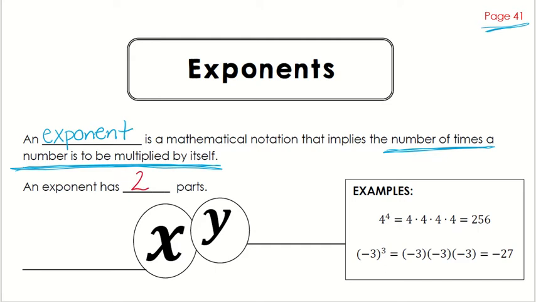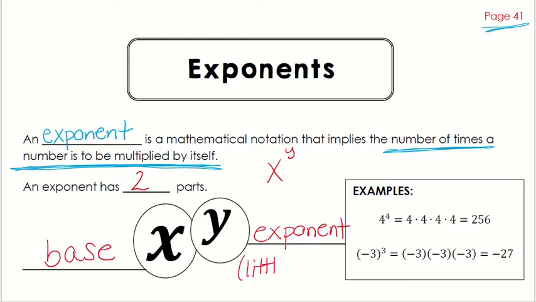I want to rewrite what's written here. So this says x to the y. So x is your big number, y is your small number. It's kind of not as obvious in that picture. But the x in this case we call the base, and the y we call the exponent. So the exponent is your little number, and the base is your big number.